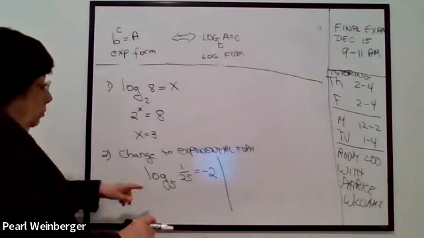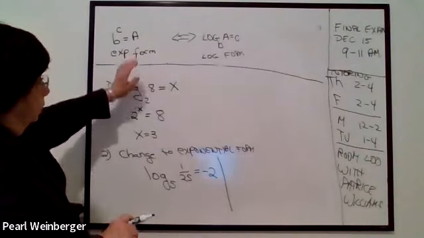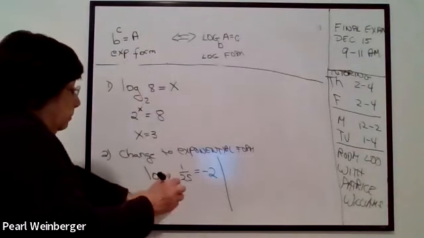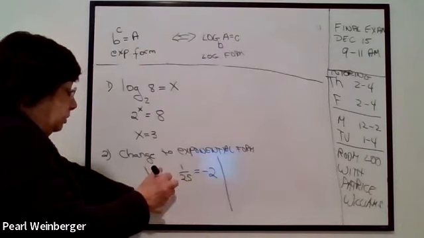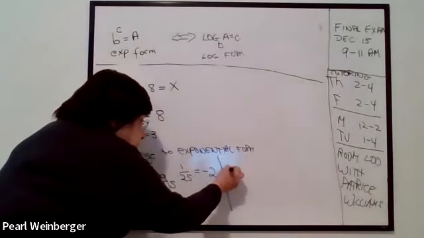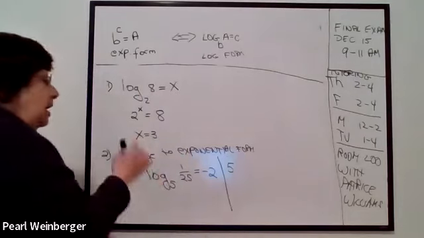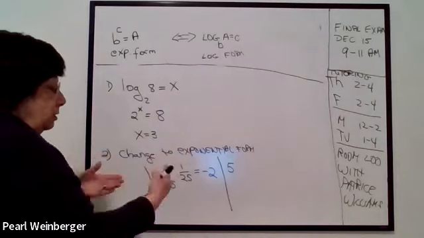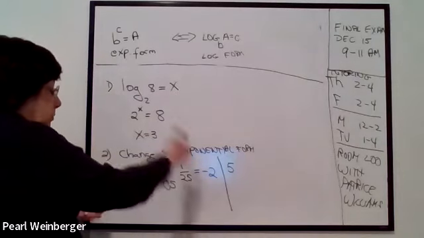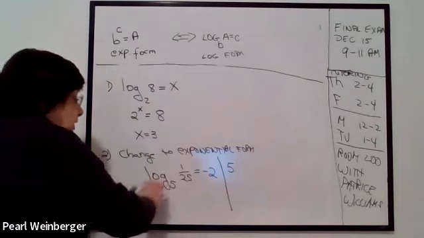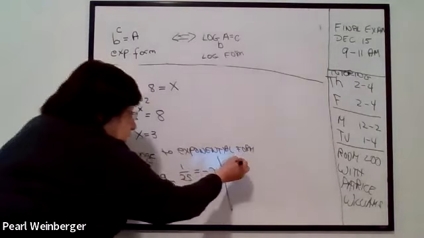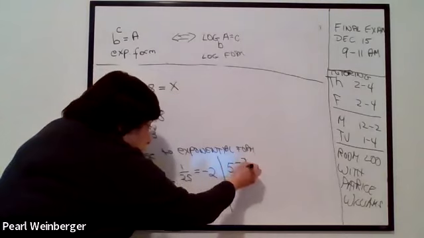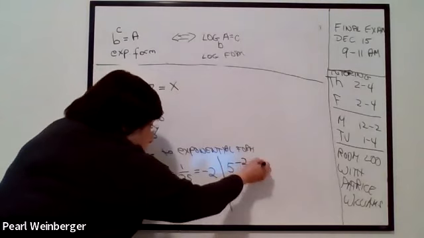So remember how we do this. We first look for our base. Our base is a subscript, so that has to be 5. The exponent has to be the number on the other side of the equal sign. The log equals, the exponent equals. So my exponent is -2, and that has to equal 1/25.